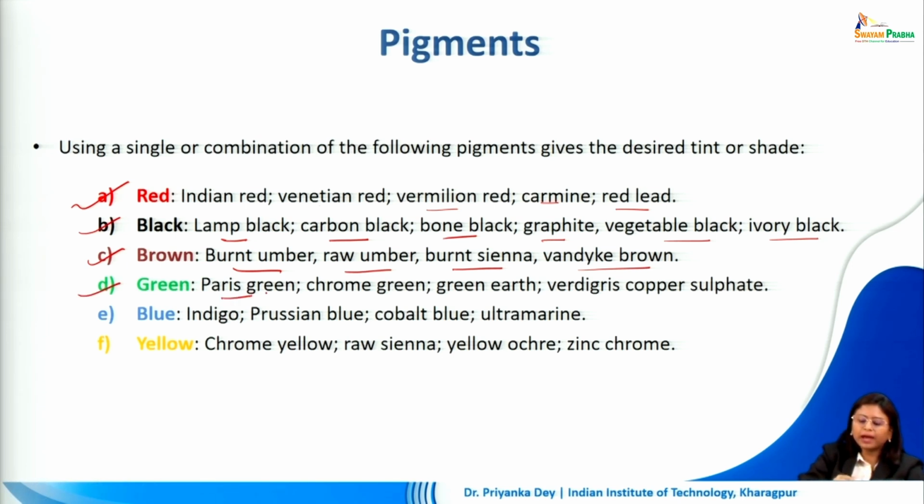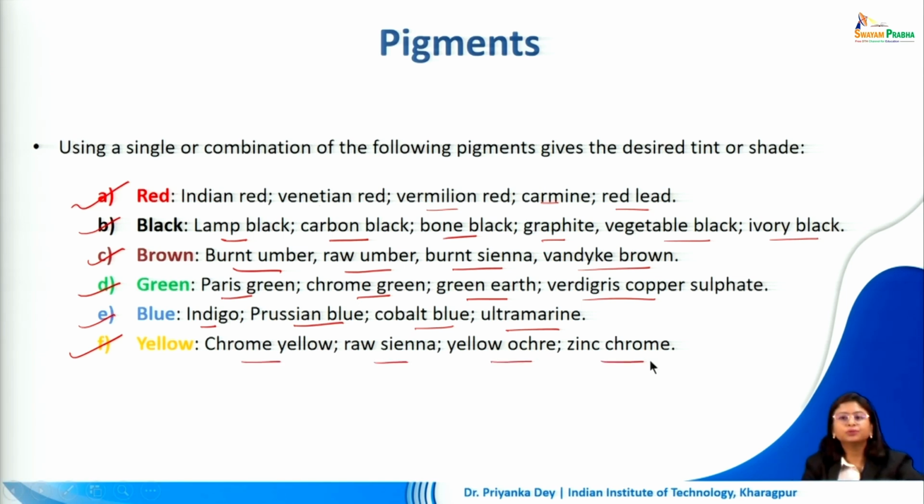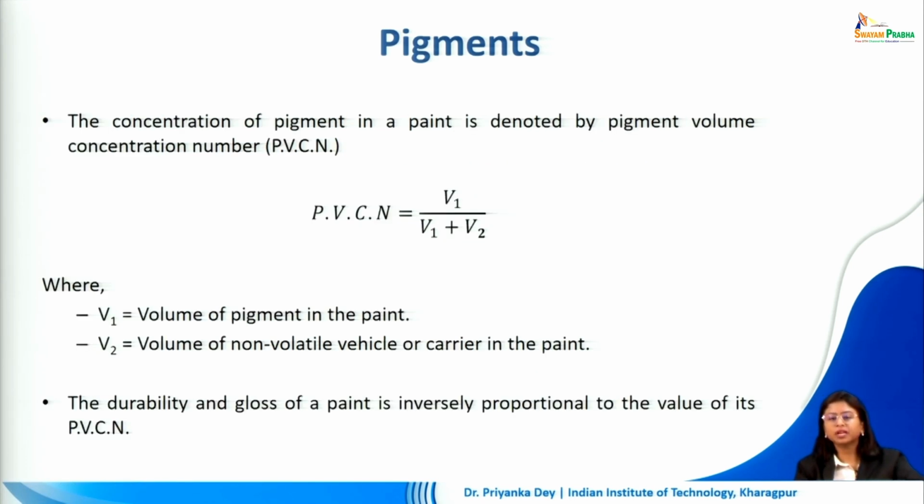Green includes Paris green, chrome green, green earth, verdigris copper sulfate. For blues, we can have the popular indigo, Prussian blue, cobalt blue or the ultramarine. Yellows, another popular color choice, could be chrome yellow, raw sienna, yellow ochre or zinc chrome. So we can create many versions of colors using these.